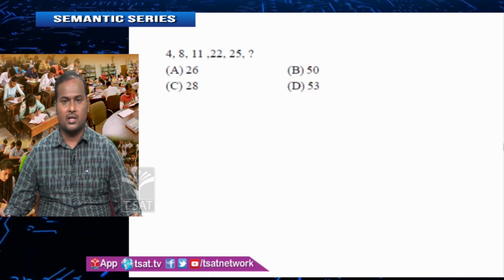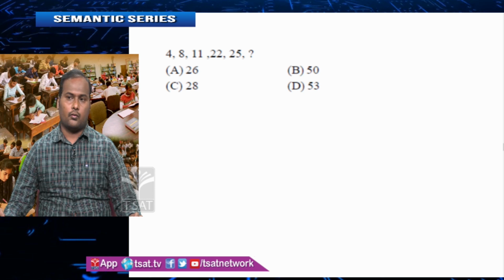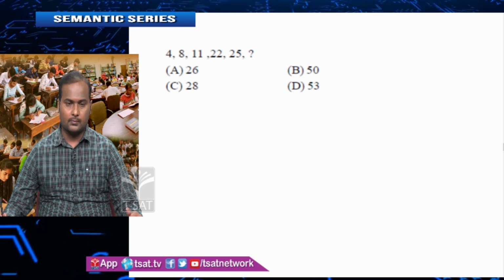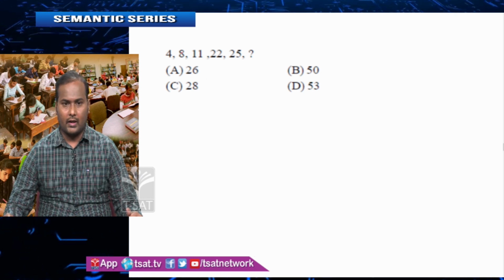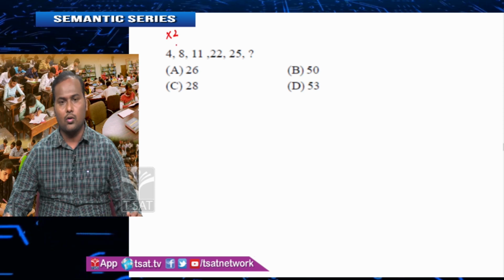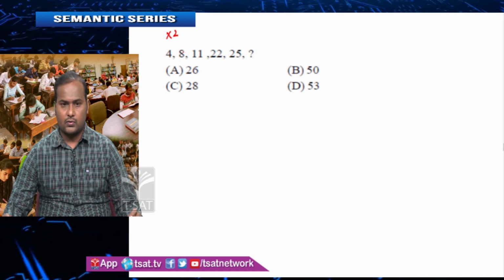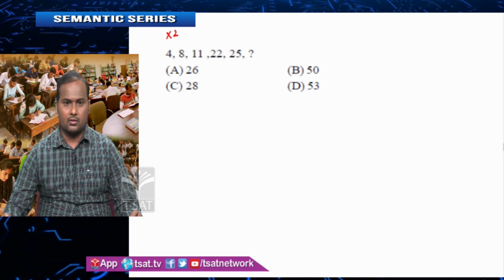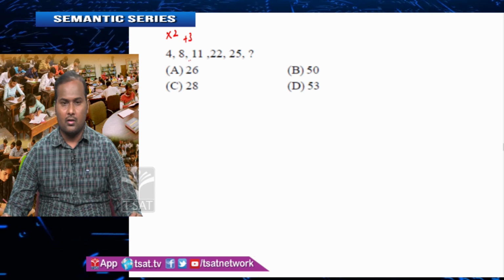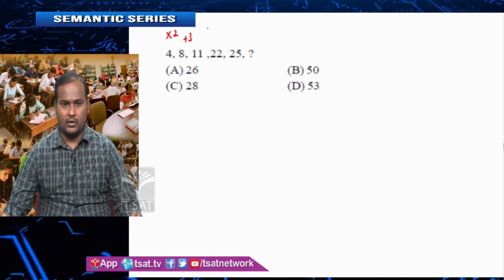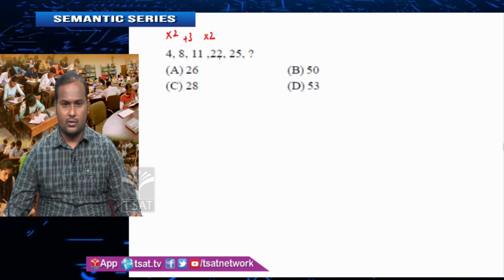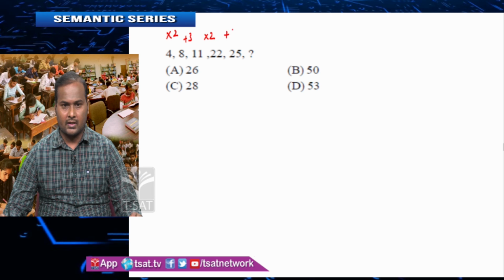This is a miscellaneous type of question, where both additions and multiplications are involved. If you see this particular series, 4, 8, exactly it is doubled. So it is multiplying by 2, or he added 4. Next one is 8 to 11. So generally it is increasing by 3, so plus 3. If you see the next one, 11 and 22, obviously it is doubled, so multiplied by 2. Next one is 22 to 25. So there is an increase of 3.